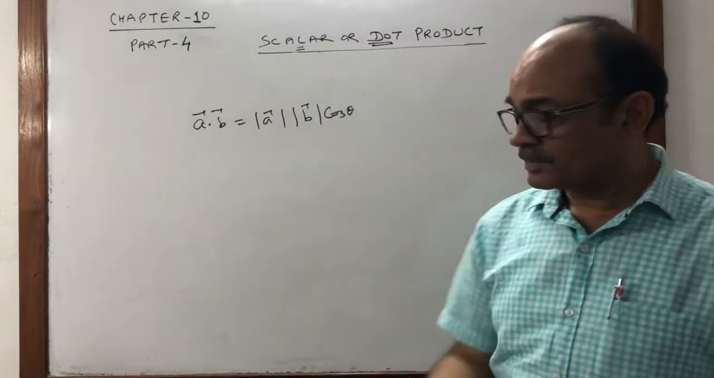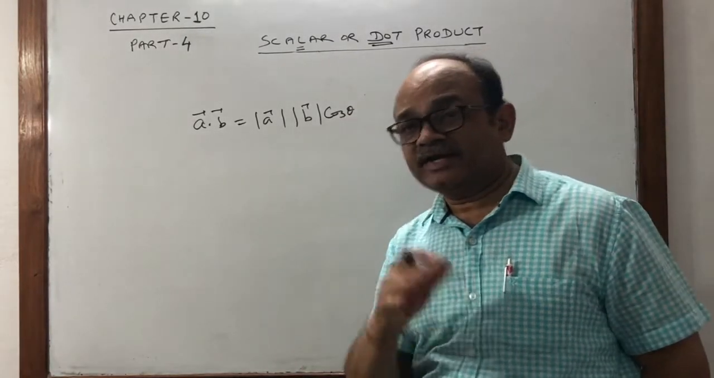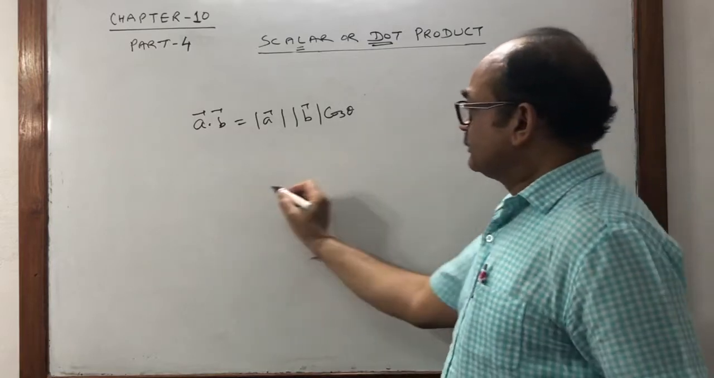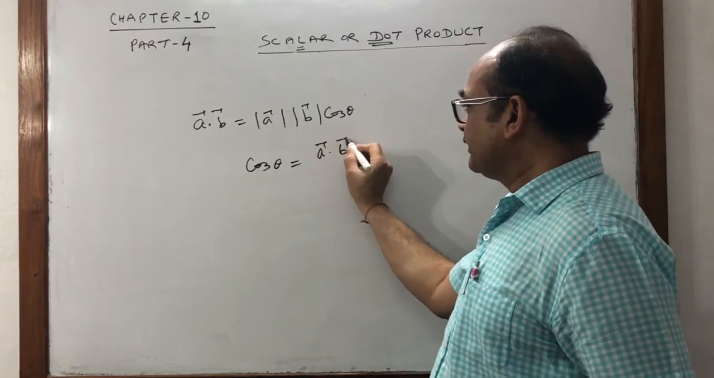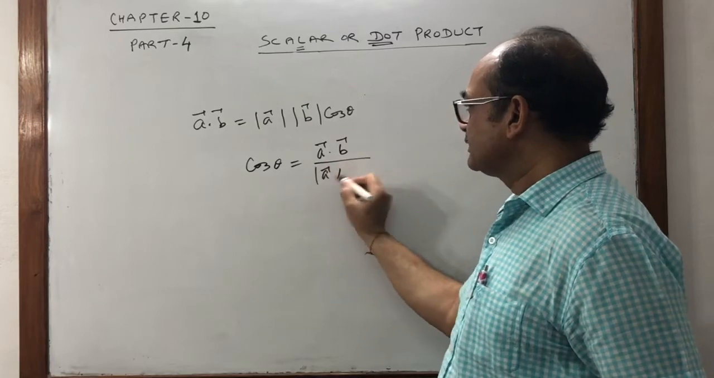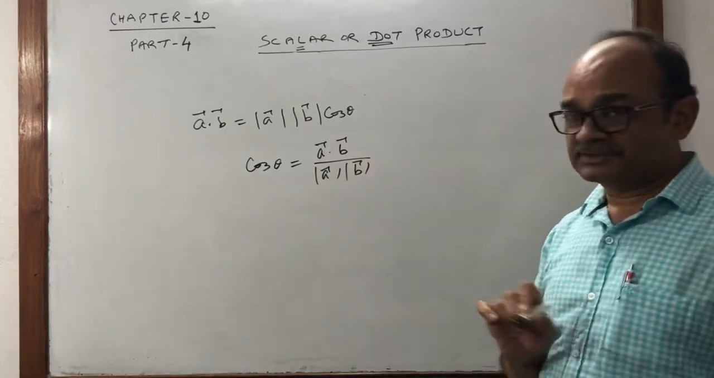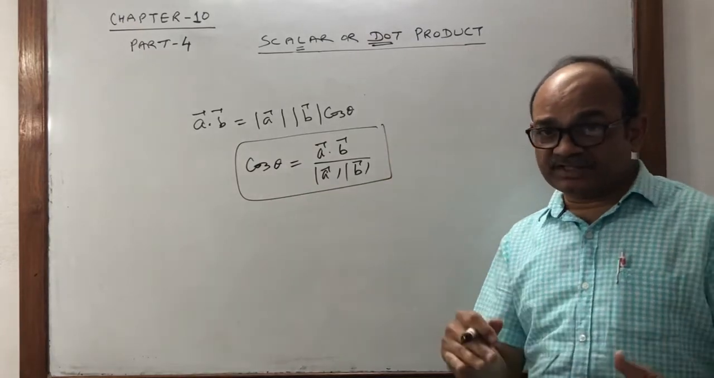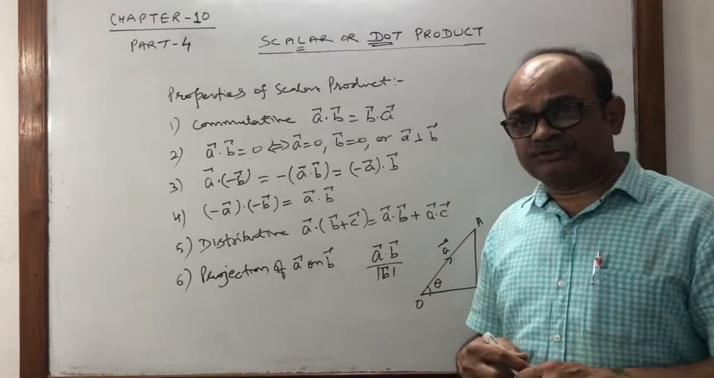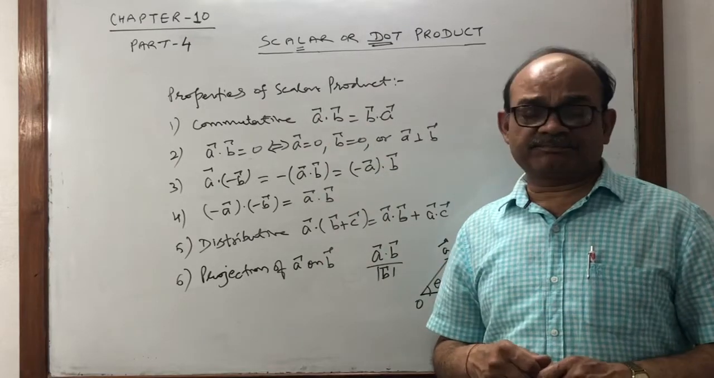Say we want to calculate cos theta, the angle between the two vectors. Cos theta equals the dot product of A and B divided by their separate magnitudes. This will give you the answer for cos theta, and if you want theta, you have to write the cos inverse. Now we come to the properties of scalar product.